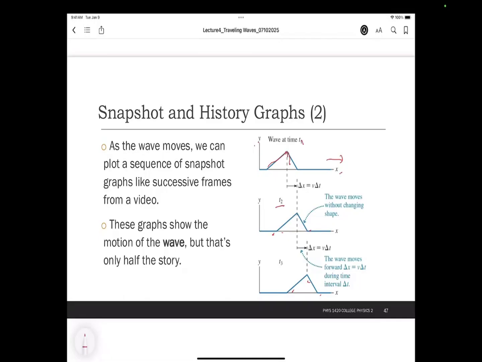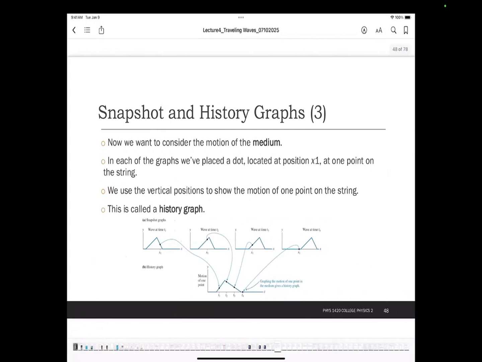Okay, these graphics show the motion of the wave, but that's only half the story. There is another half of the story. Now we want to consider the motion of the medium. You can see in each of the graphics we have placed a dot located at position x1 at one point on the string. You can see here.